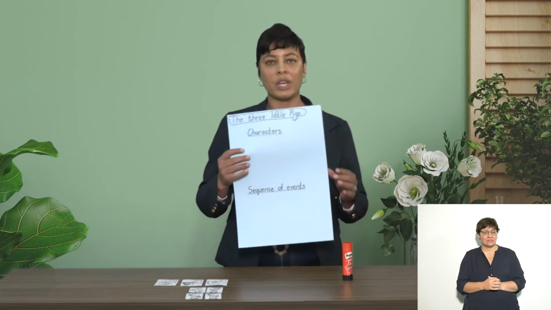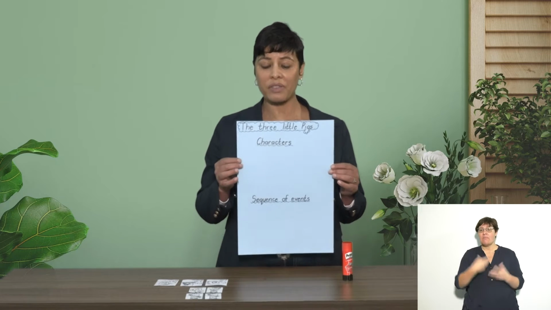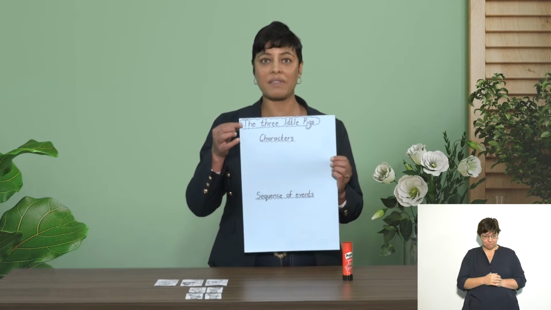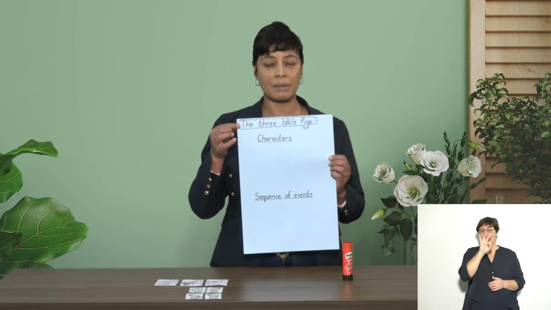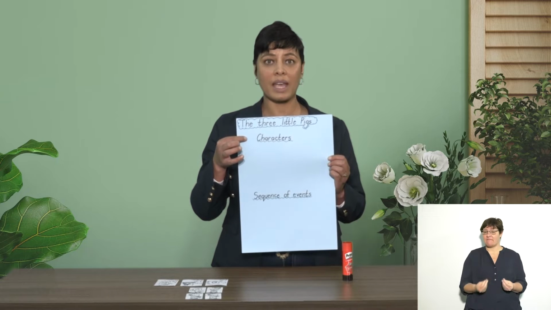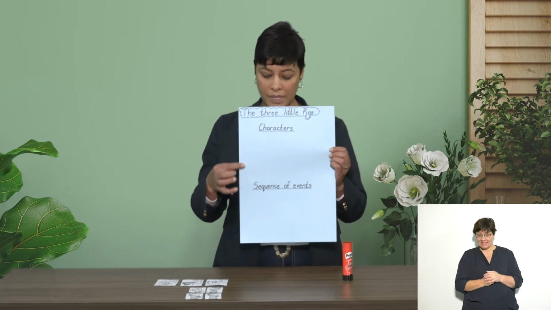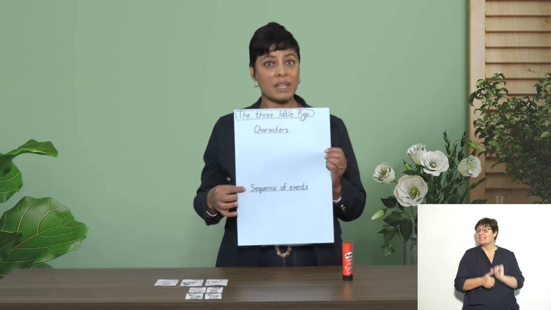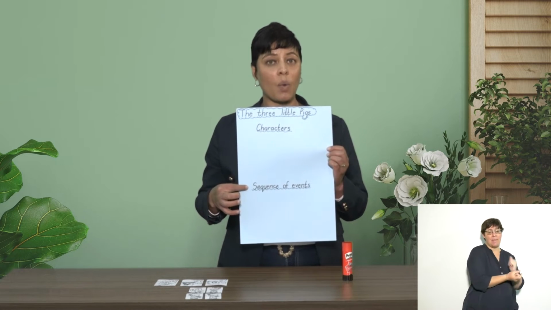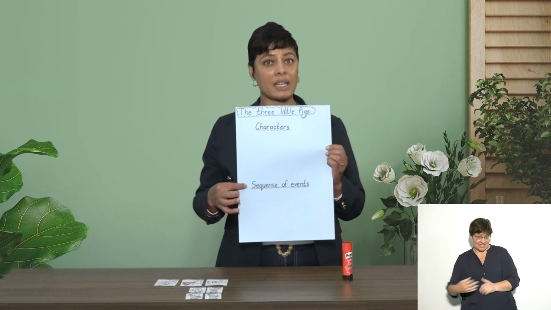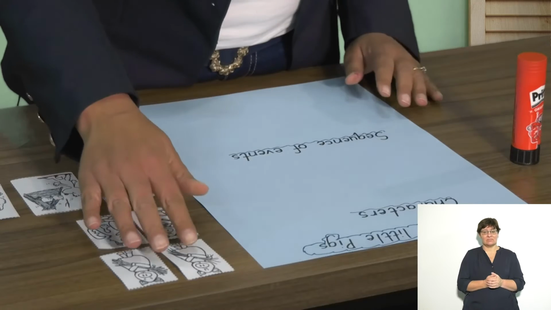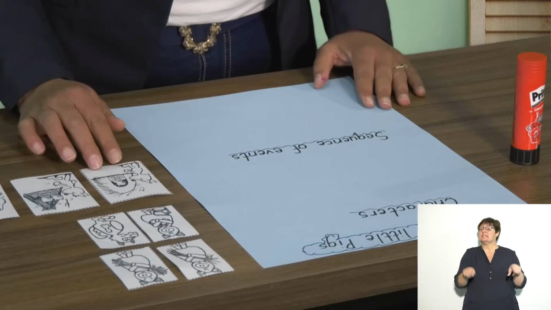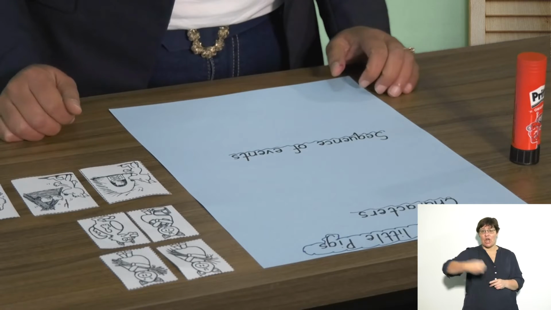Let's get started. Here's what you'll need. You'll need a sheet of paper. I have three headings on my sheet of paper. I have the title of the story, The Three Little Pigs. I have a heading, the characters. And my last heading, sequence of events. Remember, I said sequence of events is the way things happened. What came first, second, and third in the story. You will also need some print, some pictures of the characters, and also what happened first, second, and third.